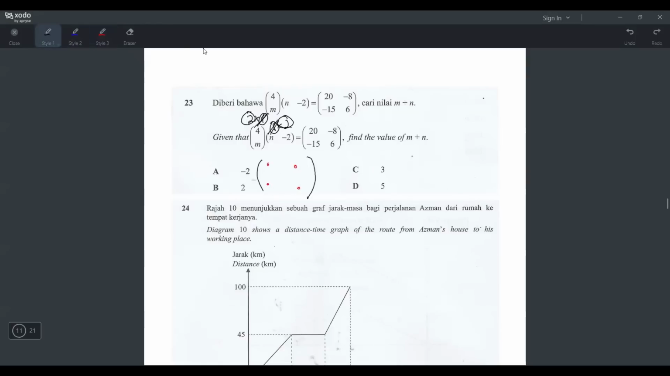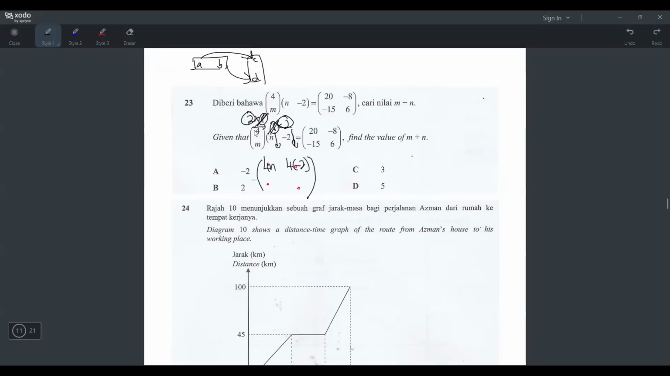Okay, what is the cara to darab? You have to take horizontal times vertical. So, for example, if I have A B like this, times with C D, horizontal times vertical, so it has to be A times C, B times D, like this. This is the method. But if you look at here, the horizontal only has 1 number. Then it's just 1 number, right? So it's just 4 times n. So 4n, right? And then first row, second column, 4 times -2. So the one right here, right?